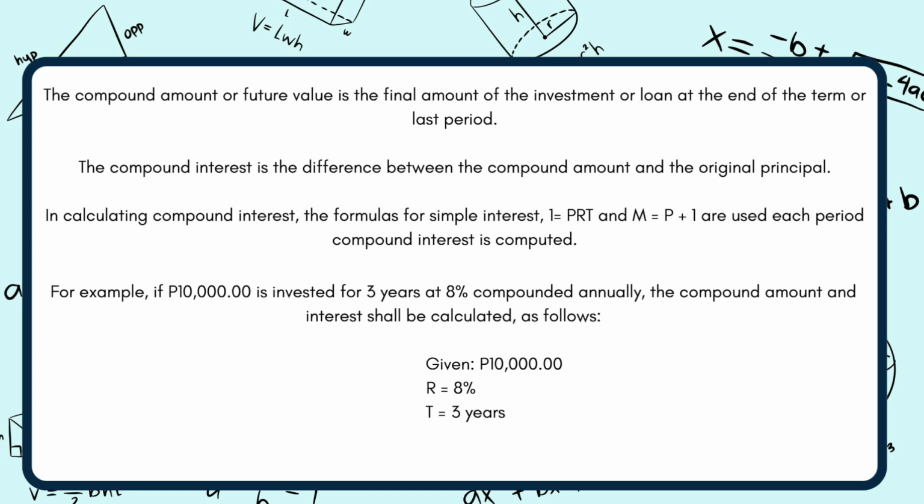Pero pag sinabing compound interest, nilalagyan siya ng tubo, pwedeng isang beses sa isang taon, it means annually. Pwedeng 2 beses sa isang taon, it means 2 beses tutubo yung pera for 1 year, so let's call it semi-annually. Pag sinabi naman natin quarterly, ibig sabihin 4 times in 1 year tutubo yung pera.